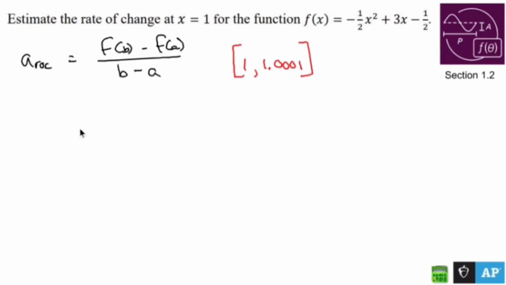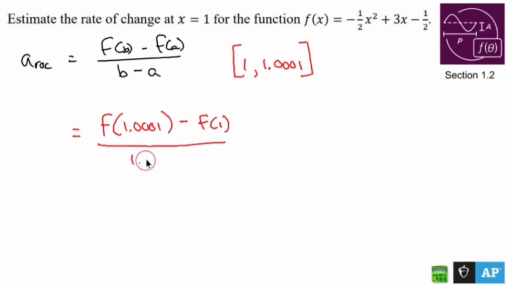So what I'm going to do is run to my calculator. I'm going to find out f of 1.0001 minus f of 1 over 1.0001 minus 1. So let's take a step aside and do that.